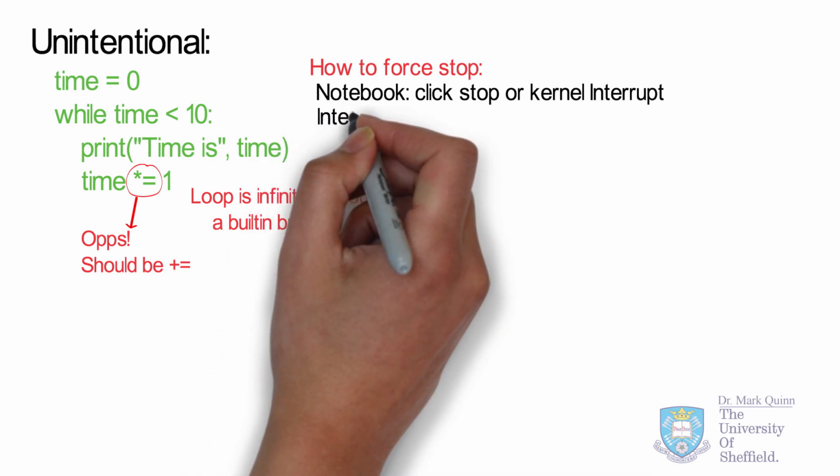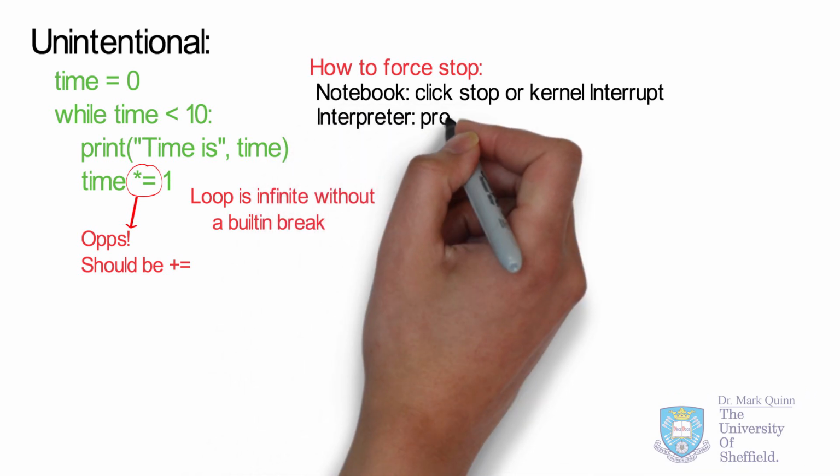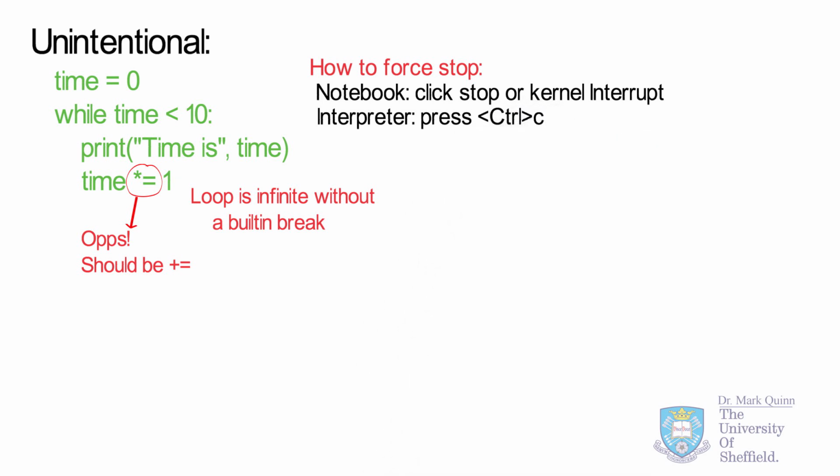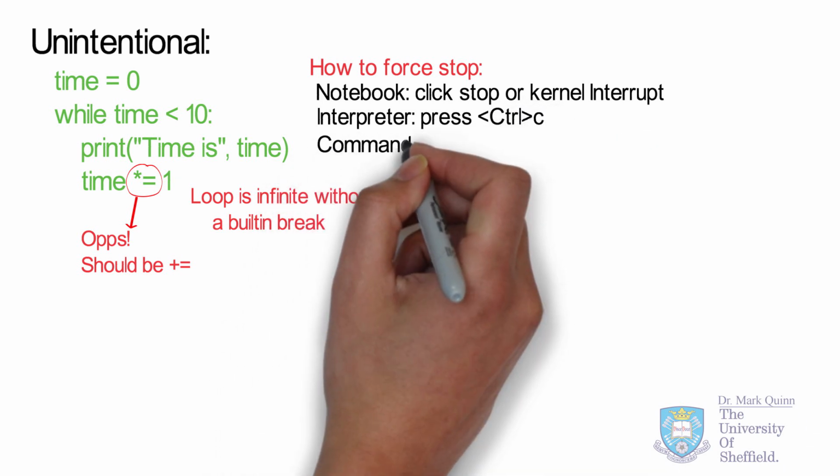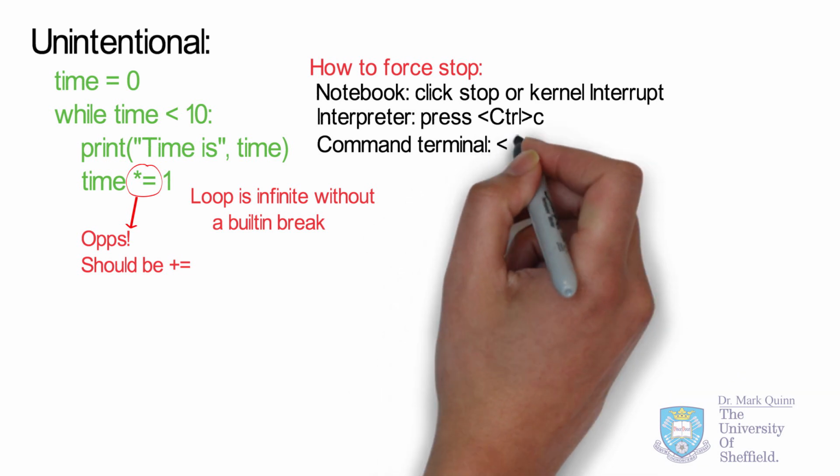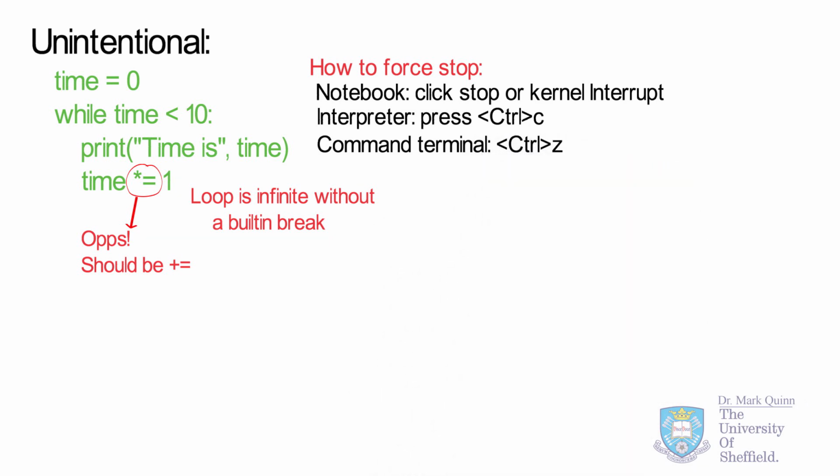And typically this requires a user intervention. Depending on which way you like to code, this will change. So for example, if you like to program using a Jupyter notebook, you can click the kernel stop button to interrupt it. If you're working in the Python interpreter, you can press the keys Ctrl+C on your keyboard and that will stop the process. Alternatively, if you're running a script from a command terminal, you need to press Ctrl+Z.